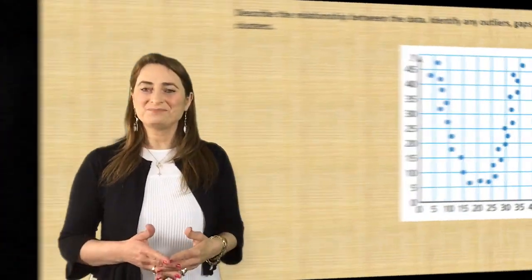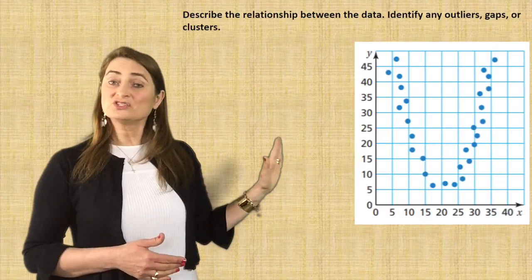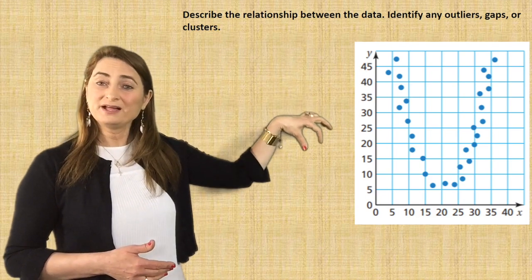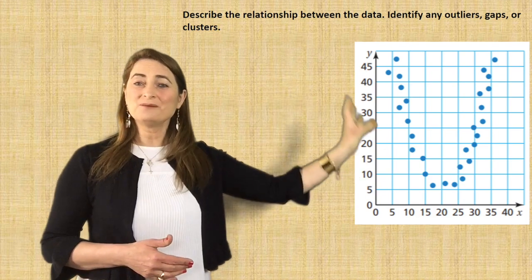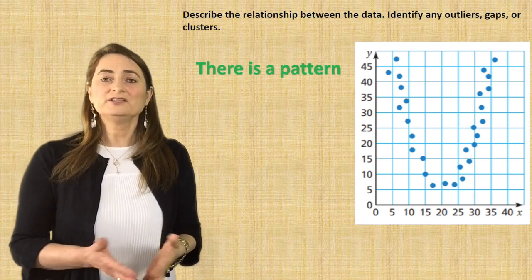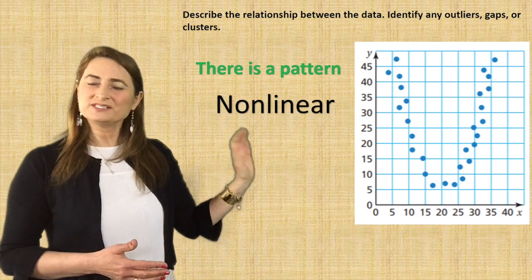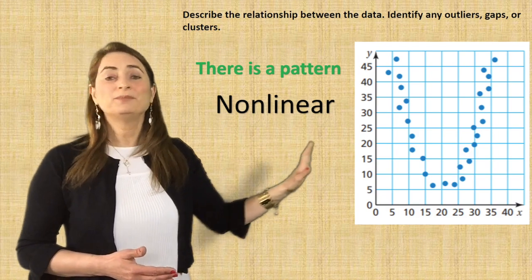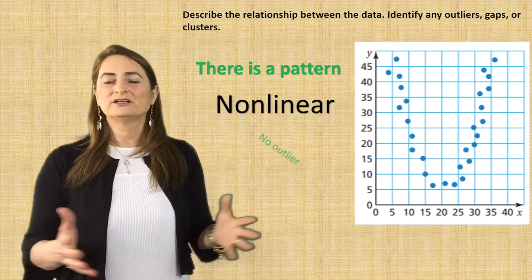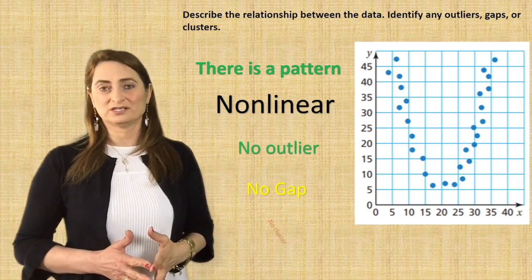Here's the last example for today's lesson. This is also a scatter plot. Watch how there's a trend or a pattern where it goes down and it goes up. It makes a U shape. So there is a pattern, it's just nonlinear. So this is a strong but nonlinear scatter plot. There isn't any outlier, there isn't any gap or a cluster.